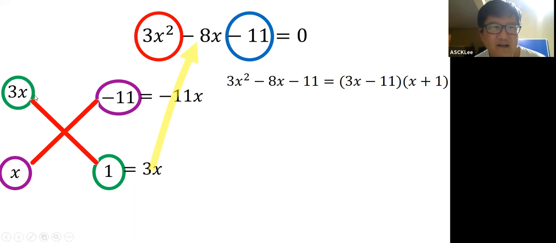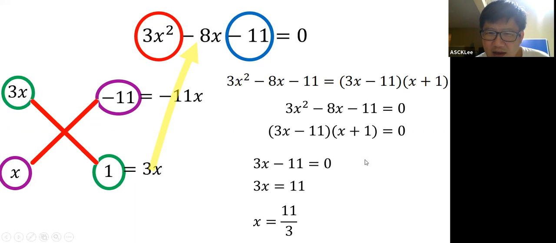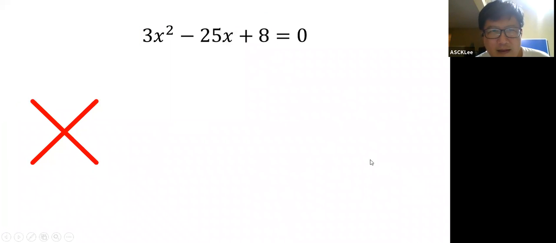And so your factors are simply 3x minus 11 and x plus 1. From here, 3x minus 11 and x plus 1, all right? Rewrite your question, replace your left side, and then you have your solutions, 11 over 3 and x equals minus 1. 11 over 3 and minus 1 are your solutions. Okay, let's get on to a few more, all right, before we end the session today. Practice makes perfect.